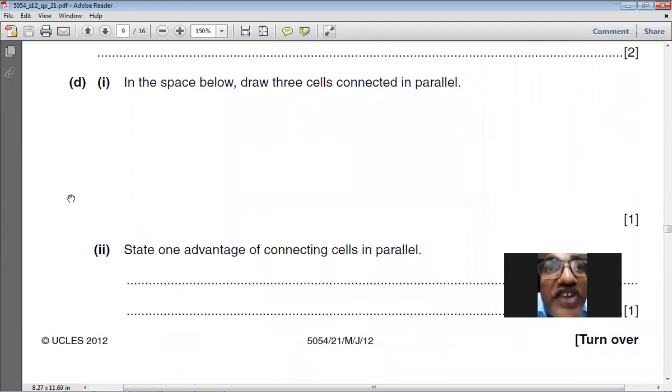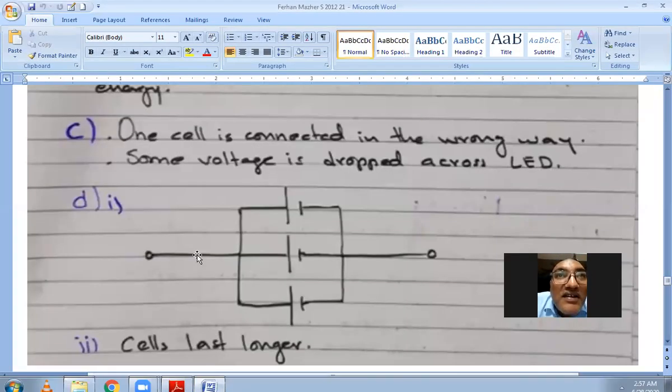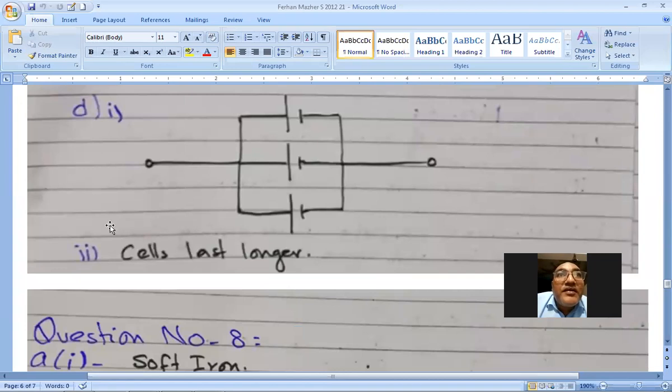In the space below, draw three cells connected in parallel. Just a very simple thing. If you want to draw cells in parallel, let me show you here. You can see I have drawn this diagram. The three cells are connected in parallel with each other. We have connected the positive terminals with each other and the negative terminals of the cells with each other. And then you can take out the connections. So this is how you connect the three cells parallel to each other.